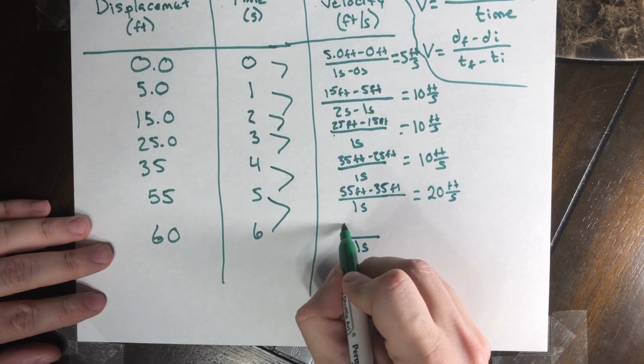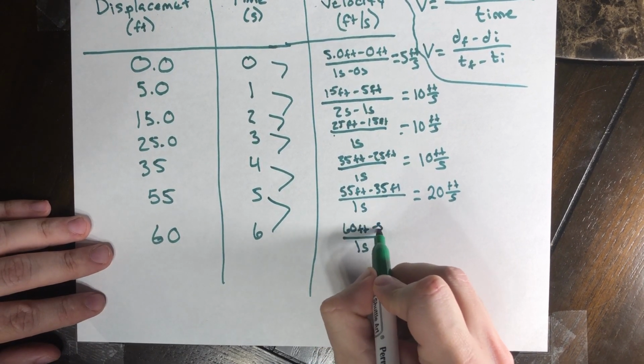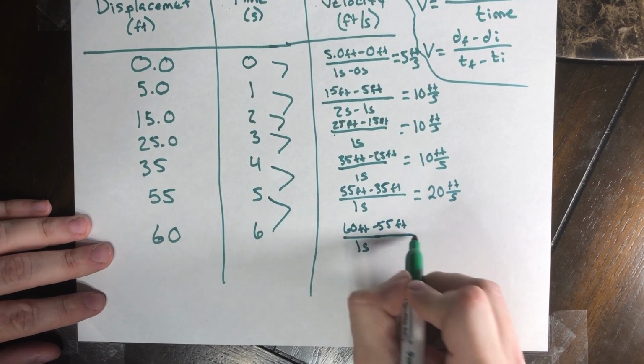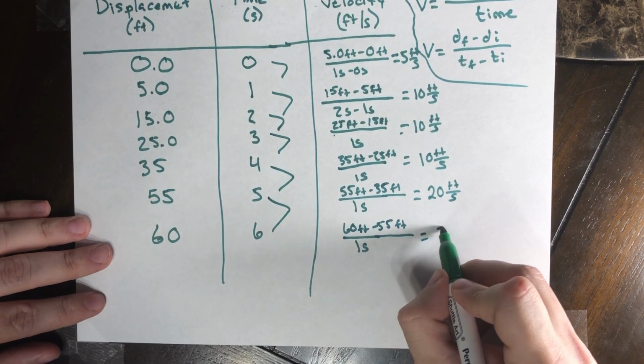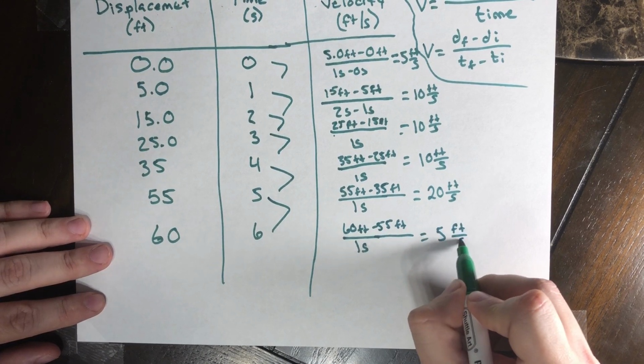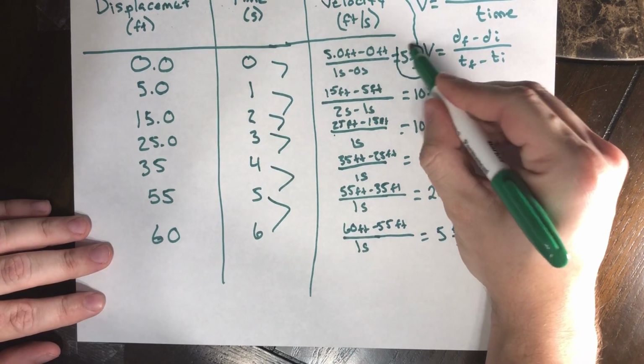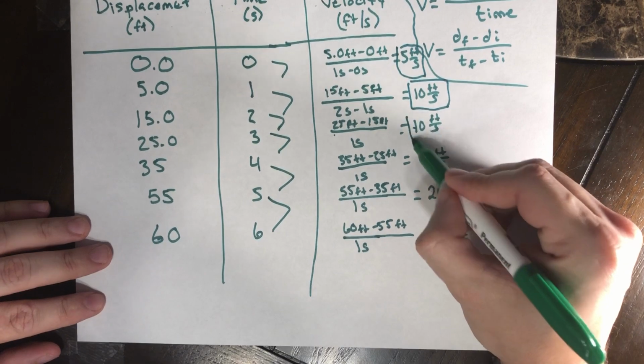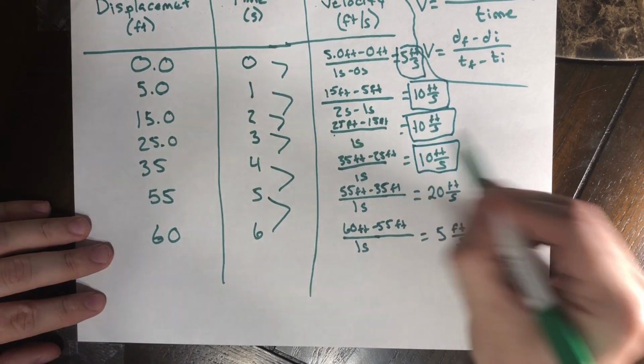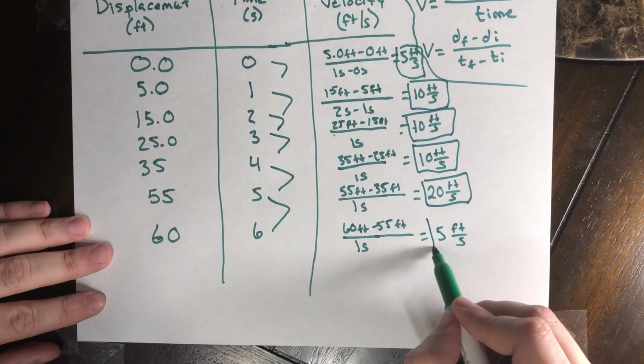And now we got 60 feet is how far he's made it, minus our 55 feet. In that case, 60 minus 55 is going to give us 5 feet per second. So all of these numbers right here are his instantaneous velocities for each one of those intervals. So that's our first part of the problem.